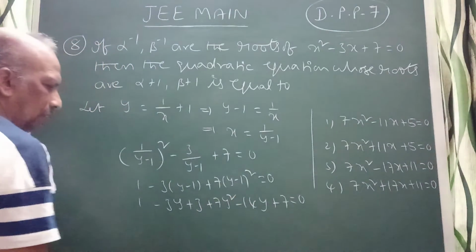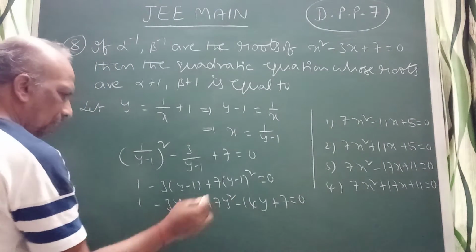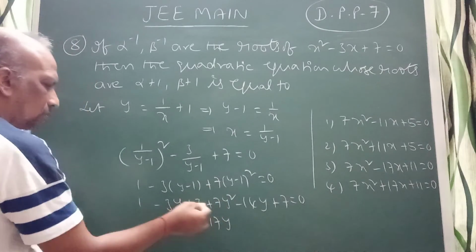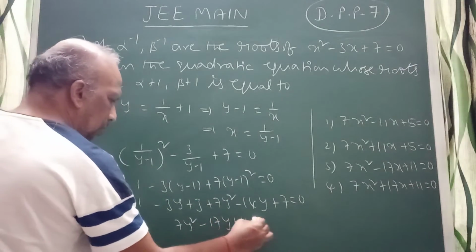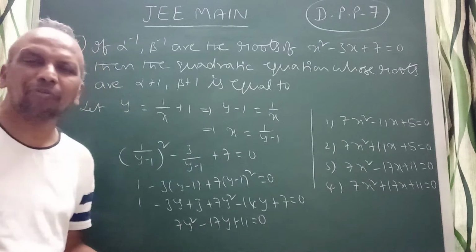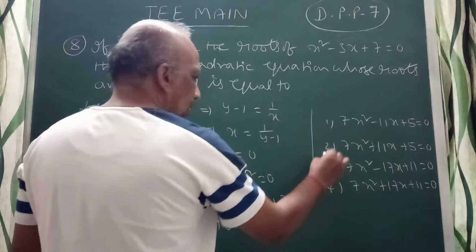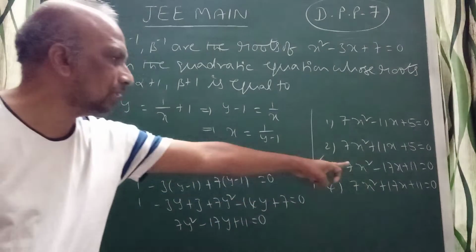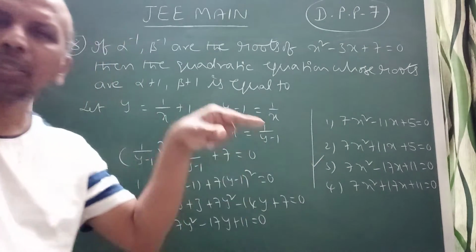Then you simplify: 7y square minus 17y plus 11 equal to 0. Replace y with x. Your answer is 7x square minus 17x plus 11 equal to 0. That will be your answer.